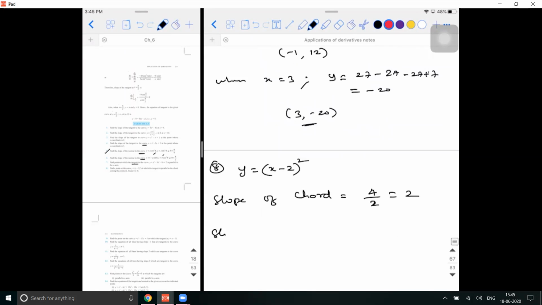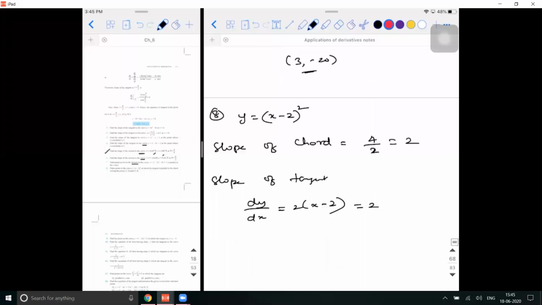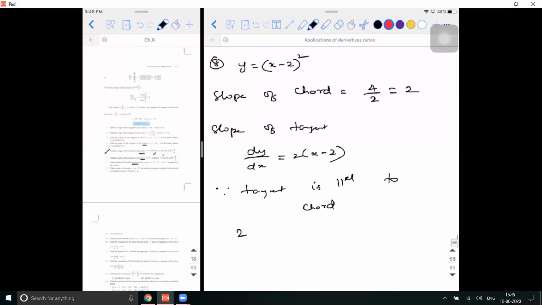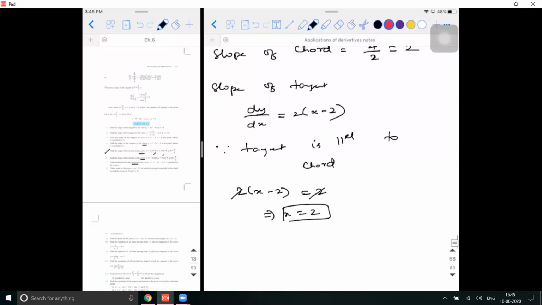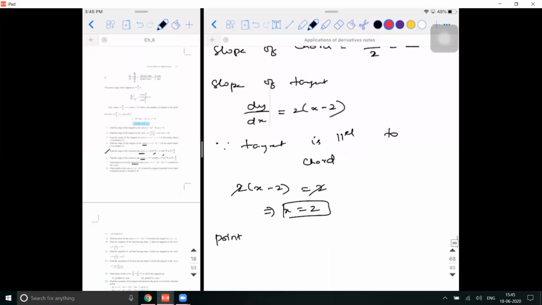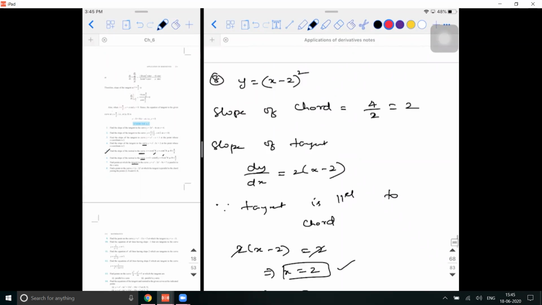Then what is slope of tangent? dy by dx is equal to 2 into x minus 2. Since tangent is parallel to chord, 2 into x minus 2 will be equal to 2. So 2 and 2 will get cancelled, x will be equal to 2. But they have asked you the point, not the coordinate. So what is the point? The coordinates of the point will be 2, 0. When you substitute x is equal to 2 in the curve, you get 0, right? So 2, 0 is the answer.